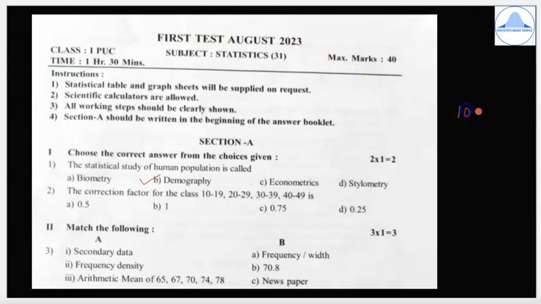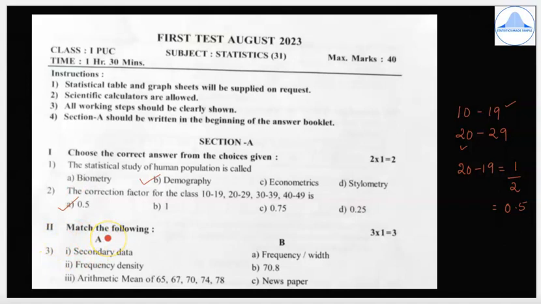So the first class interval is 10 to 19 and the second one is 20 to 29. So let us find out the difference between the lower limit of the second class interval and the upper limit of the first class interval. So 20 minus 19 is equal to 1, and this difference has to be divided by 2, which gives us the correction factor. Half is 0.5. So the correct answer is A, 0.5.